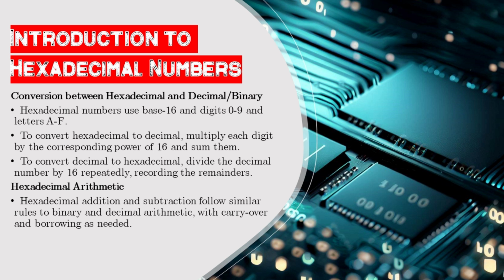Introduction to hexadecimal numbers. Conversion between hexadecimal and decimal/binary. Hexadecimal numbers use base 16 and digits 0 to 9 and letters A to F to represent values. To convert a hexadecimal number to decimal, multiply each digit by the corresponding power of 16 and sum them. To convert a decimal number to hexadecimal, divide the decimal number by 16 repeatedly, recording the remainders.